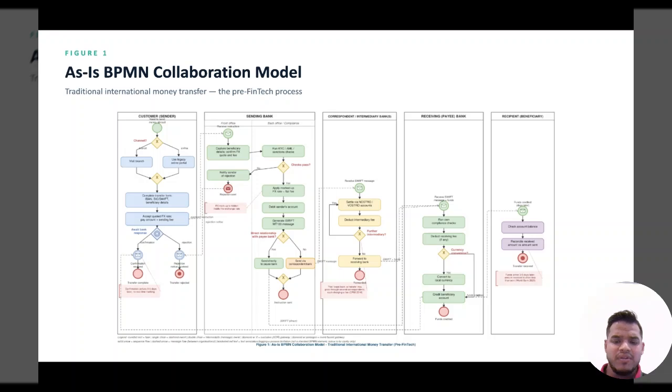The bank then evaluates a decision gateway. If they have a direct relationship with the paid bank, they send it directly. If not, which is common, it must be routed through a correspondent bank.